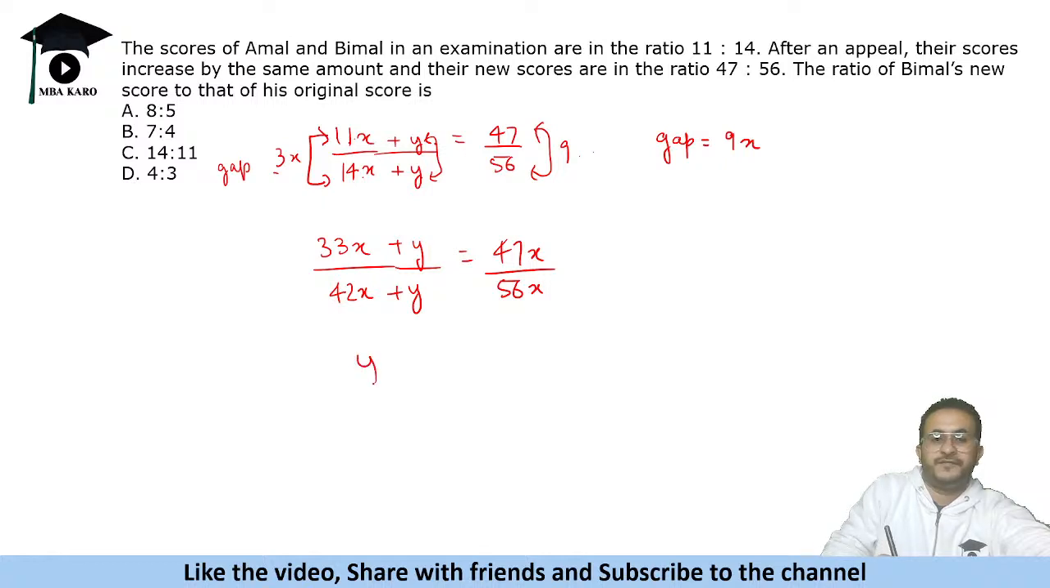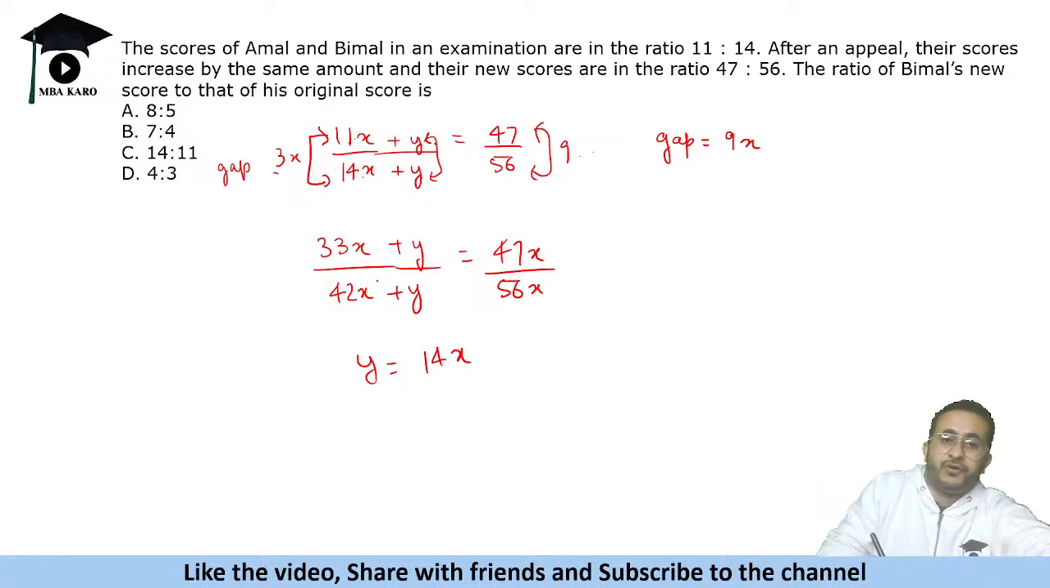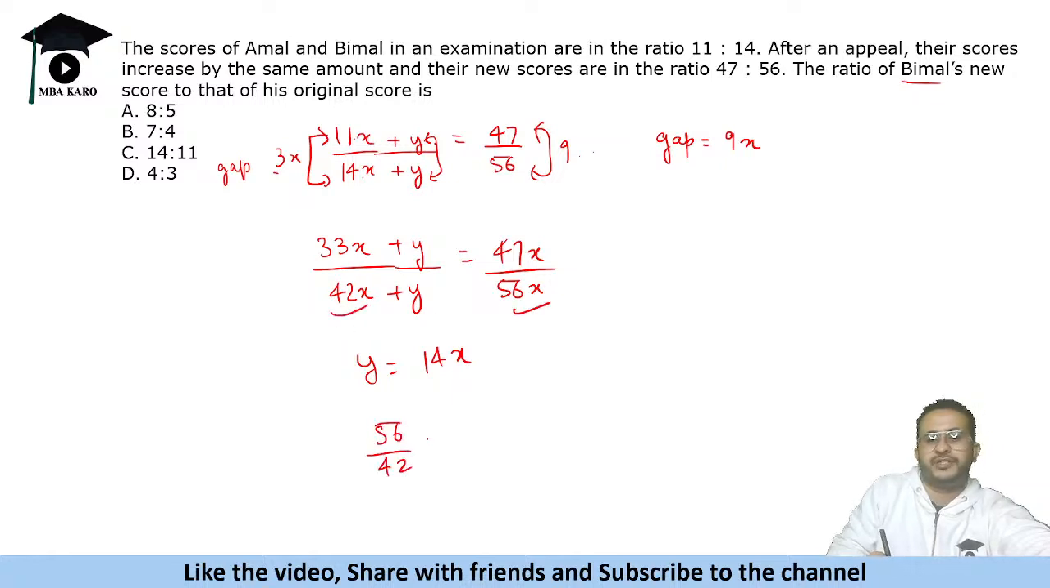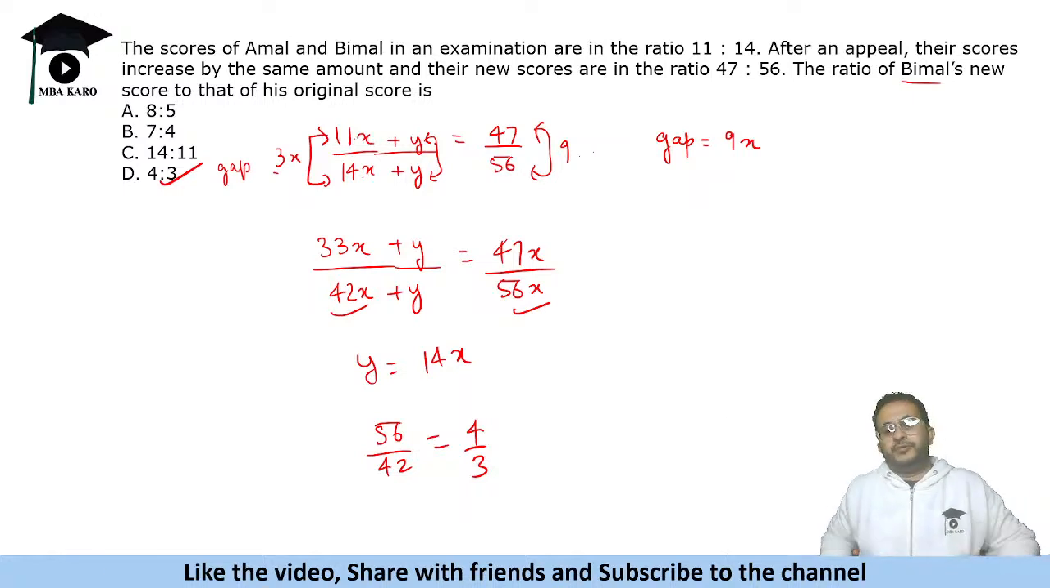Now if you see y is equal to 14x, in each case if you put y is 14x, you will get the same thing, right? Now what we need to find, we need to find Vimal's new score to his original score. New score is 56, original was 42. So 56 ratio 42 is 4 ratio 3. So by equating the gap like this, ratio questions can become very simple.